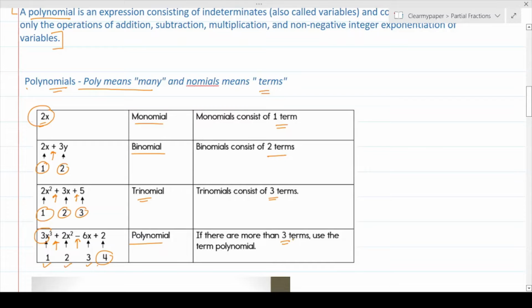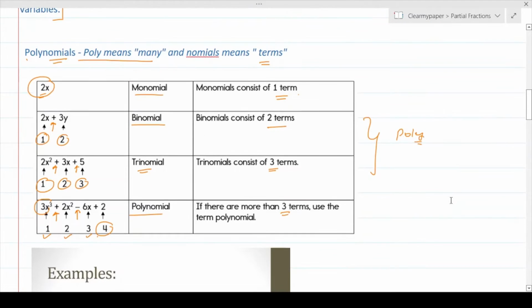But in terms of normal day-to-day language, anything which is more than 1 term can be loosely referred to as a polynomial. Although it's not the strictest definition, the strictest definition is anything that has got more than 3 terms, 4 onwards is called a polynomial. But for the sake of this context, if the expression has got more than 1 term, we'll just refer to that as a polynomial. Okay. So that's another concept.